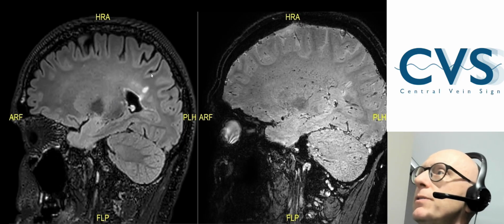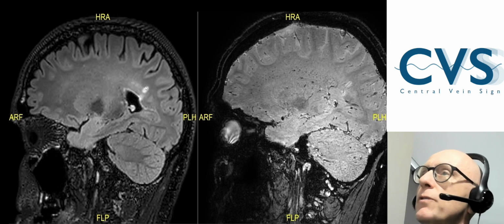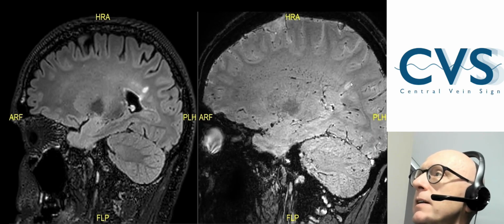So if we come to the lesion here, for example, another parietal lesion, ovoid, when we look over on the SWI, we can see very clearly the vein in profile running through the lesion there, giving what's been described as a coffee bean appearance. You can see nicely there.